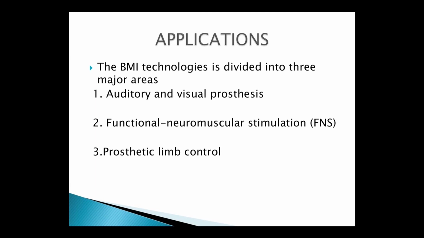The applications of BMI are auditory and visual prosthesis. Prosthesis means the replacement of a part of the body. In auditory and visual prosthesis, we can have a synthetic vision and brainstem implantation. Coming to functional neuromuscular stimulation, where due to some damage or shock and spinal cord damage, the communication between the brain and the peripheral nervous system is damaged. With the help of FNS, it can be cured.